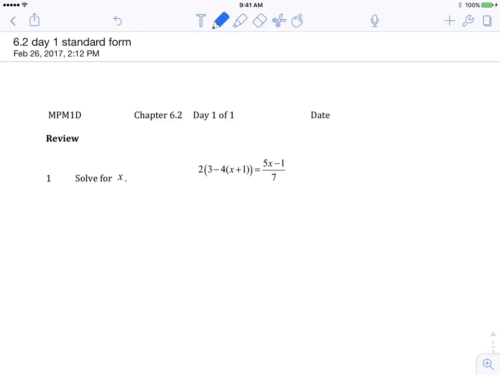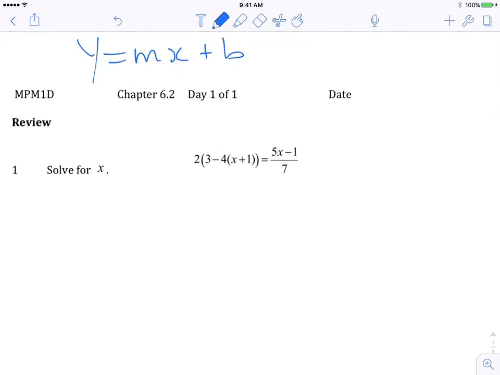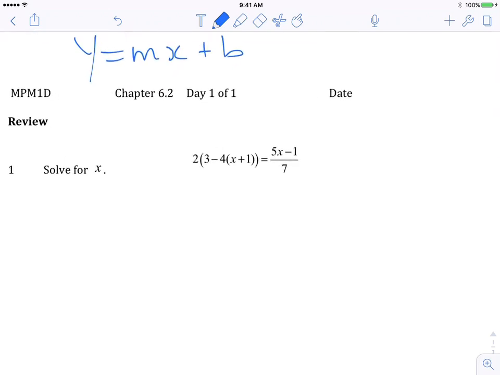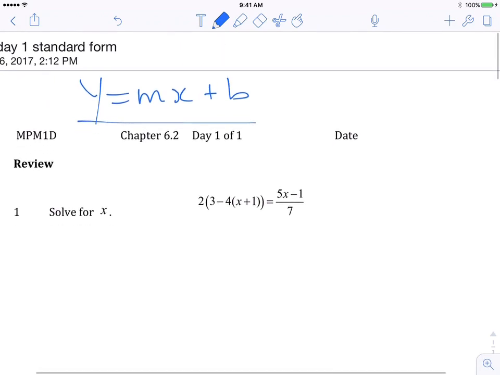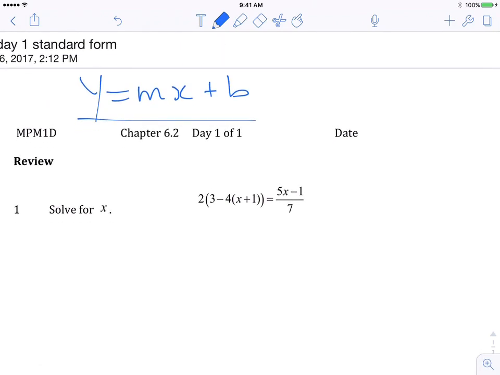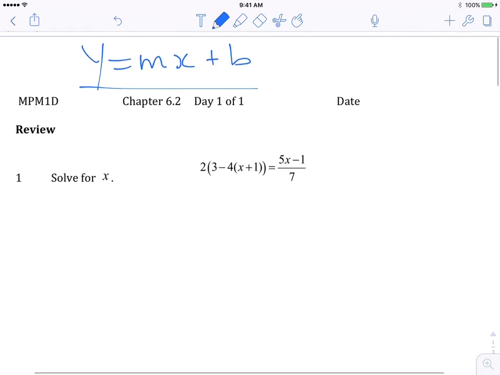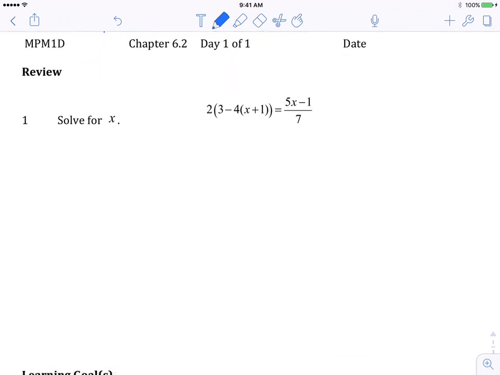Okay, so far we've learned slope y-intercept form, or what you know to be the equation of a line, y equals mx plus b, where m is the slope and b is the y-intercept. Today we're going to learn about the form you're familiar with, y equals mx plus b, and a new form, which is standard form. In the meantime, let's get our math brain going by solving for x.